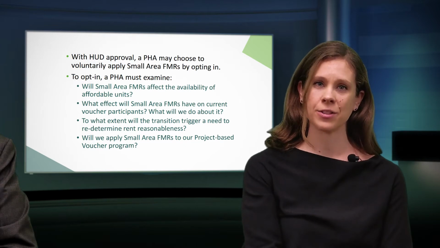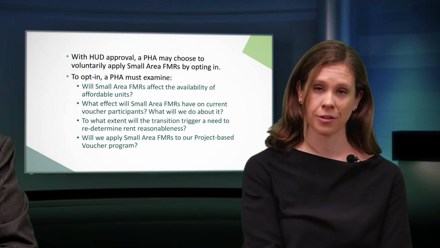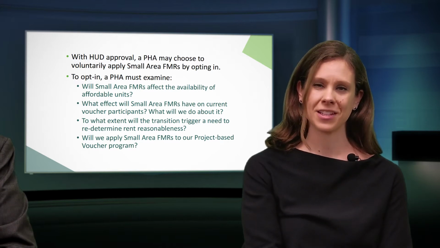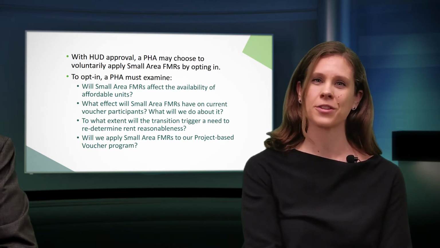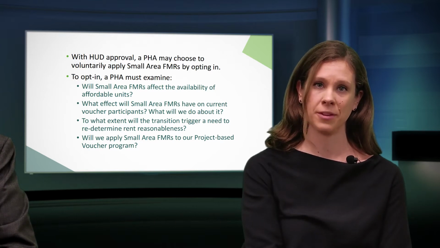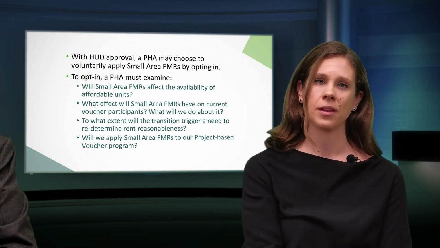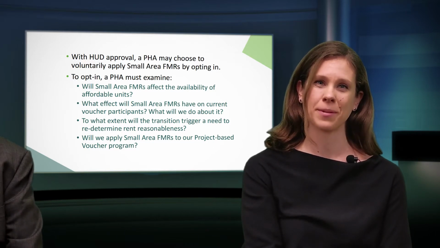Identify any areas where the difference between the metro area FMR and the lower small area FMR is exactly 10%. In this case, opt-in will therefore trigger the need for rent reasonableness redeterminations. Consider whether to apply small area FMRs to its project-based voucher or PBV program, if applicable. We will discuss each of these considerations in greater detail later in this webcast.